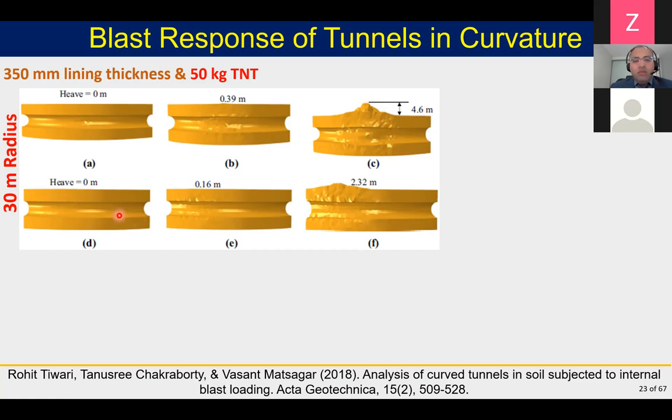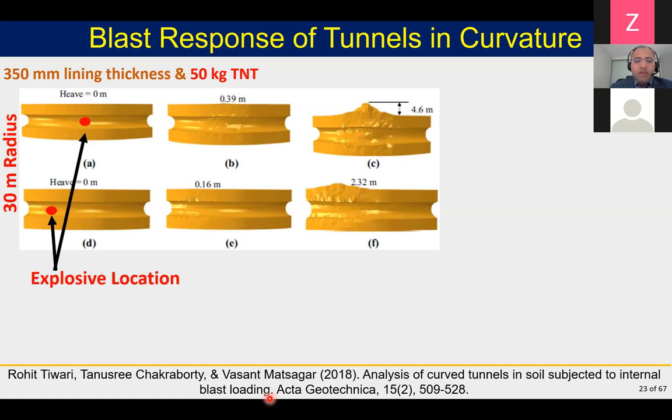And this is, again, when your charge is placed at the quarter of the tunnel length. So at zero time, the charge was here, and then propagation of the shockwave started and got higher damage. And then at the end of the analysis, we get 2.32 meter ground heave here, when the charge was placed at the quarter tunnel length. And very interestingly, see the difference between these two. When the charge was placed at the center of the tunnel length, it was showing 4.6 meter ground heave. And when it was placed here, it was showing 2.32 because it just attenuated and goes towards the boundary here. So this was an important observation.